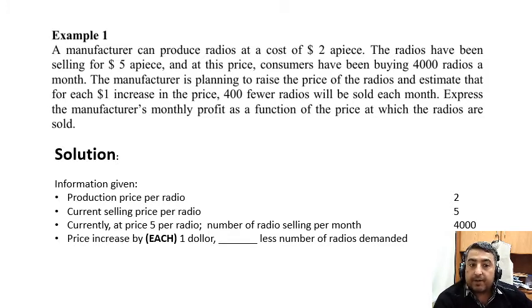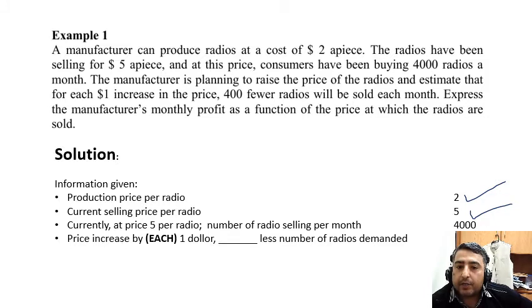If you start from here, the very first information we are given is the production price of the radio, which is $2 per radio. And the next is the current selling price, which keeps changing, or it is proposed to be increased. So this is the base price, $5 per radio. Currently, when the price is 5, the number of radios sold is 4,000, right? And now the price is increased. When the price is increased by each $1, right? Now this is important.